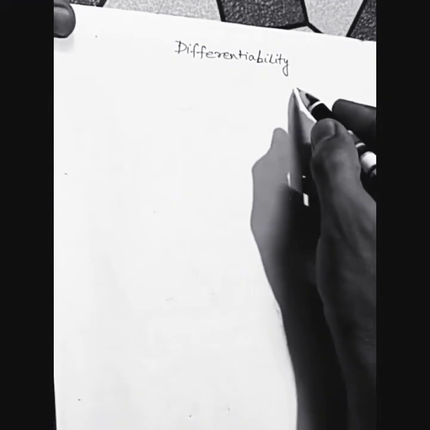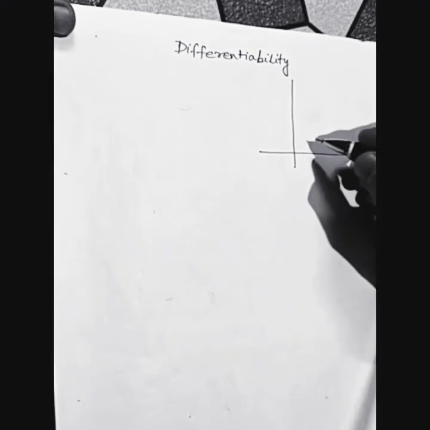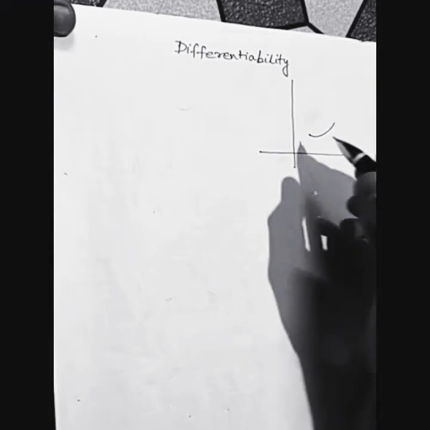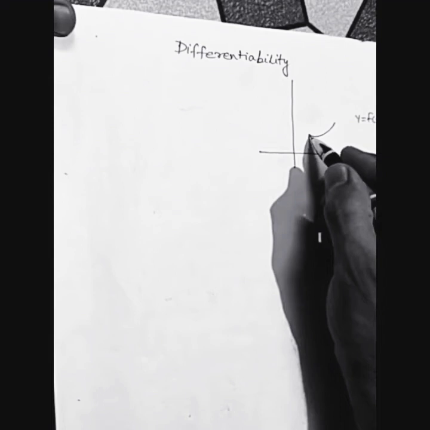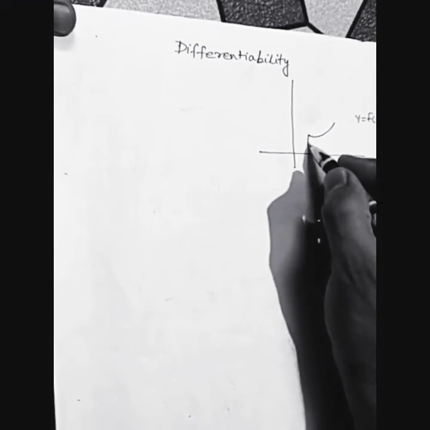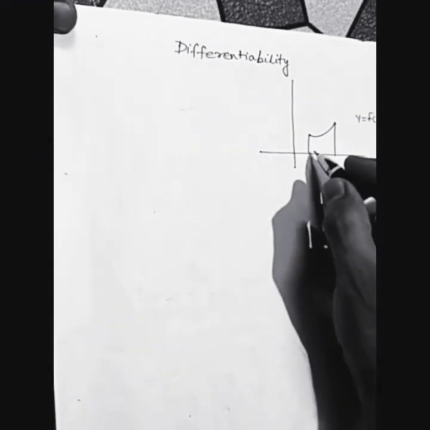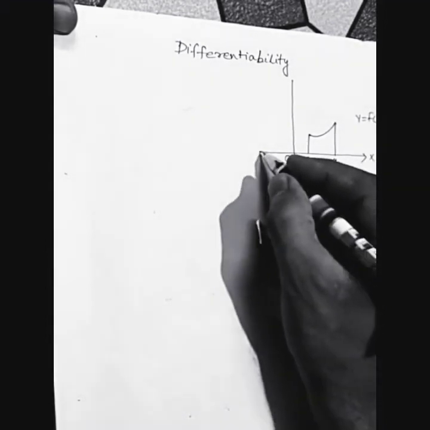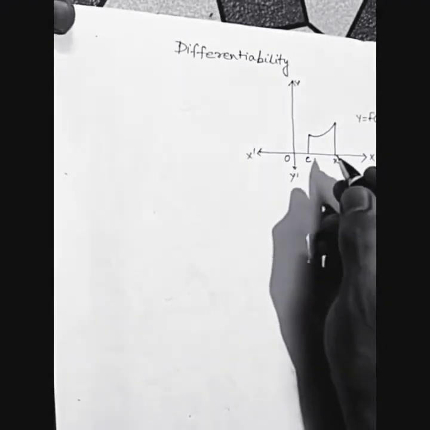So see, I've taken a curve y equal f of x, and I've drawn two perpendiculars. Suppose this point is O, this is X, X dash, Y, Y dash.